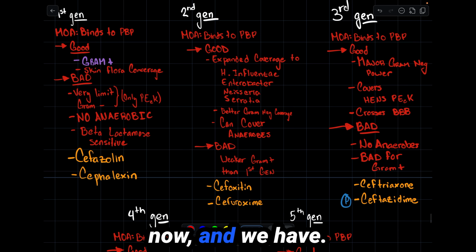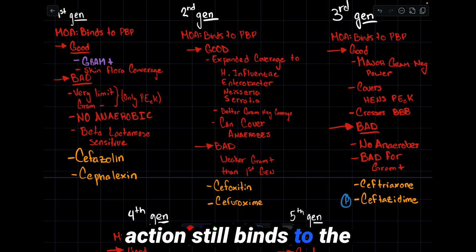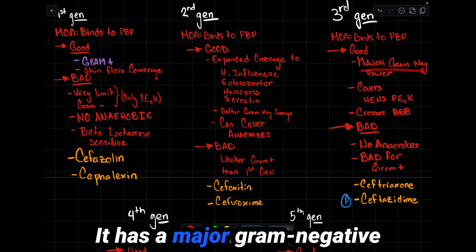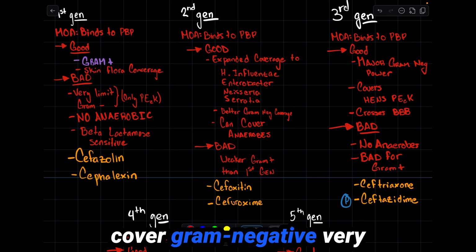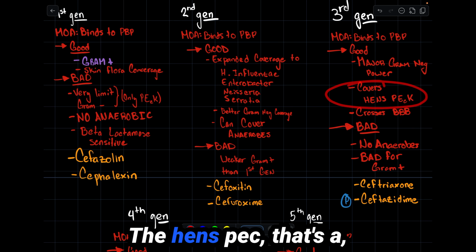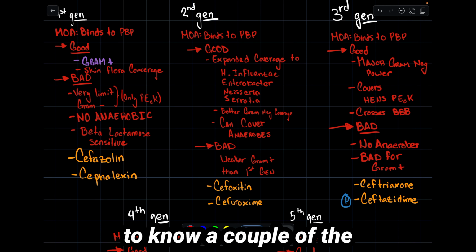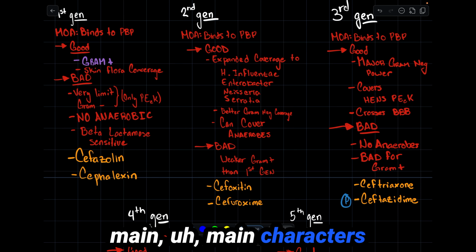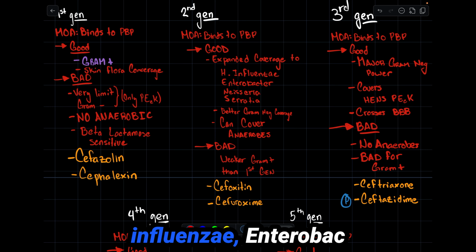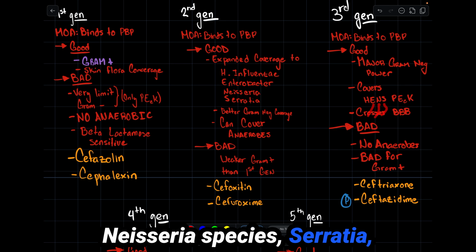We're going to move on to the third generation now. The mechanism of action still binds to the penicillin binding protein. It has a major gram-negative power, so these guys can cover gram-negatives very well. So it covers all of it. The HENS PEC, that's a mnemonic I use to know a couple of the main characters of gram-negative species: HENS PEC, Haemophilus influenzae, Enterobacter species, Serratia, Proteus, E.